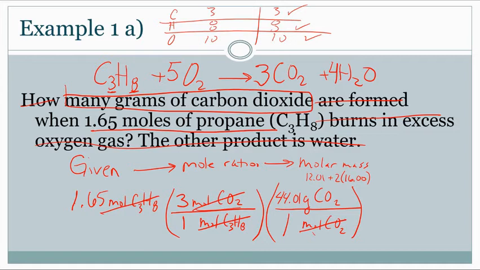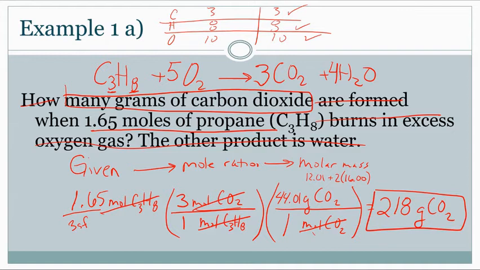So what you're going to do here is make sure that you have your calculator around you. 1.65 times 3 divided by 1 times 44.01 is going to end up giving me a value of 217.8495. I'm going to round to significant figures, 3 significant figures in my given. So I'm going to answer to 3 significant figures, which gives me 218 grams of carbon dioxide.